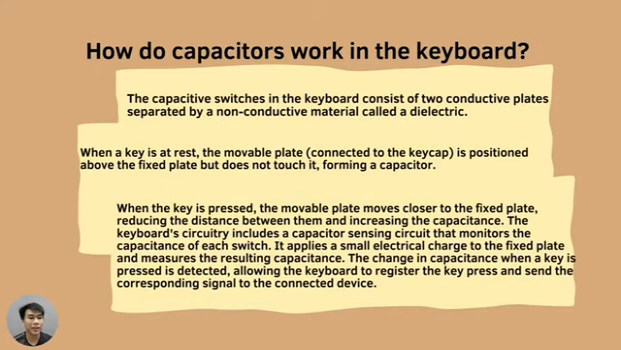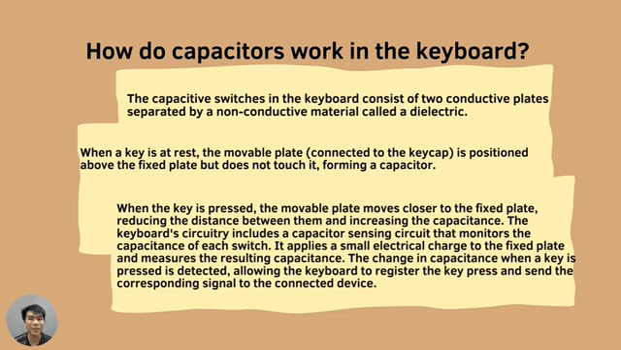All right, next part is how do capacitors work in the keyboard? Okay, first, the capacitance switches in the keyboard consist of two conductive plates separated by a non-conductive material called a dielectric. When a key is at rest, the movable plate, which is connected to the keycap, is positioned above the fixed plate but does not touch it, forming a capacitor. When the key is pressed, the movable plate moves closer to the fixed plate, reducing the distance between them and increasing the capacitance.